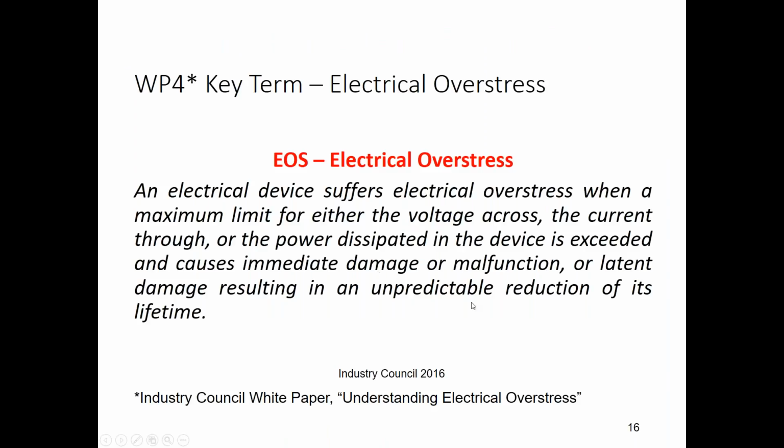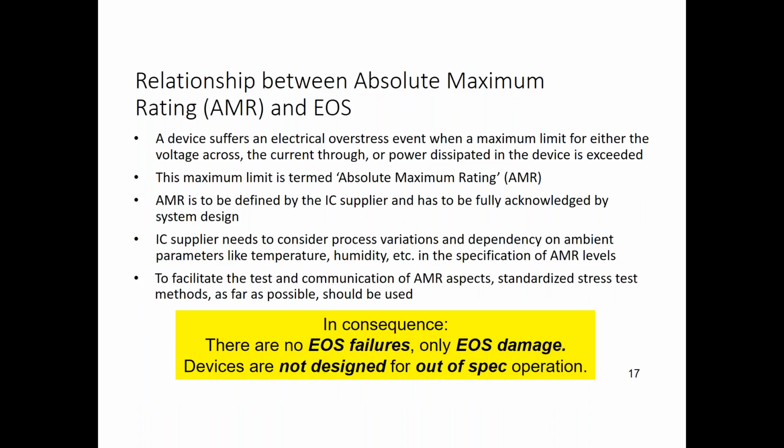So here is the definition of electrical overstress that's in white paper 4 that I mentioned before. An electronic device suffers electrical overstress when a maximum limit for either a voltage across, the current through, or the power dissipated in the device is exceeded and causes an immediate damage or malfunction or latent damage resulting in an unpredictable reduction in its lifetime. That definition took about 3 years to craft. So it was not an easy discussion to come up with something that clearly stated the principle that I've been saying here all along, which has to do with the connection between the overstress and exceeding a device specification limit. Okay, next slide, please.